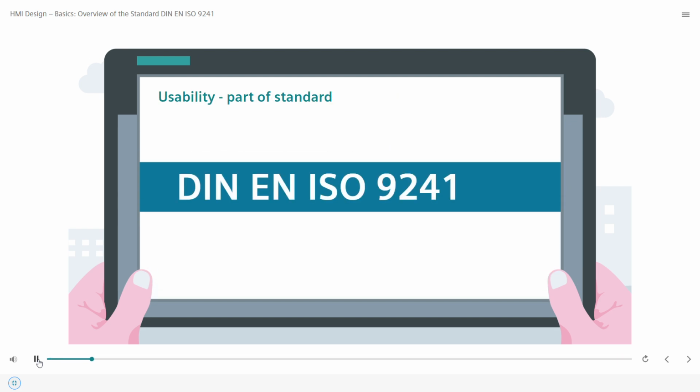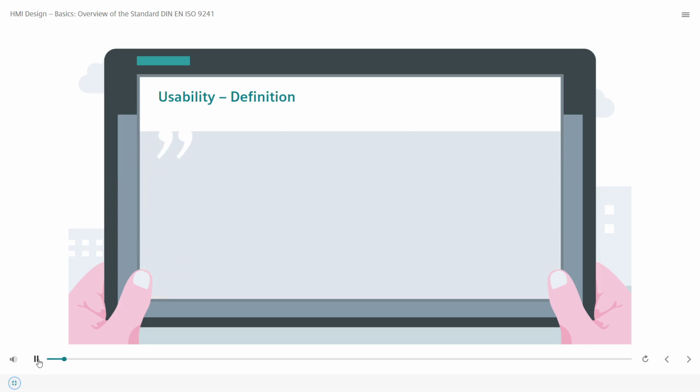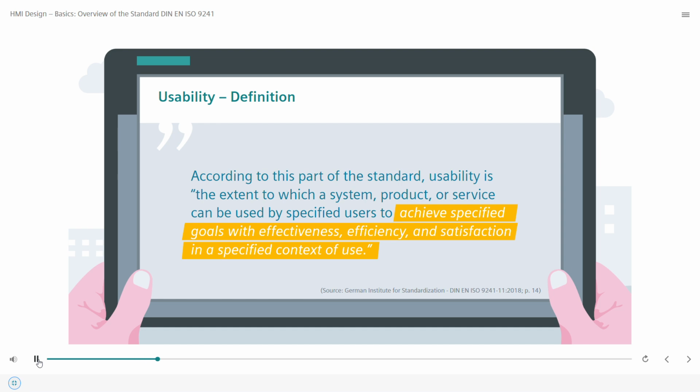Users essentially judge a system, product, or service by its usability. The basis for evaluating usability is the previously mentioned Part 11 of the standard DIN EN ISO 9241, which is also known as DIN EN ISO 9241-11. Let's take a closer look at this part. According to this part of the standard, usability is the extent to which a system, product, or service can be used by specific users to achieve specified goals with effectiveness, efficiency, and satisfaction in a specified context of use.